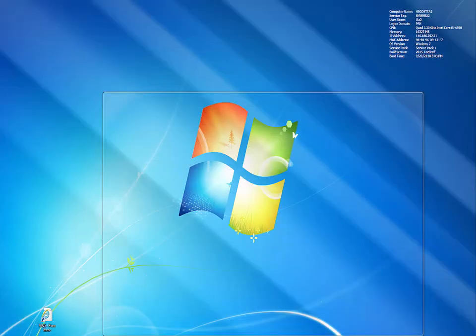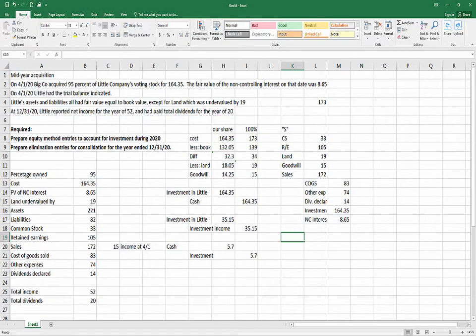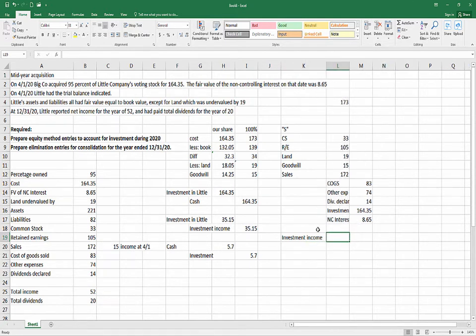Okay, A for amortization, not applicable. I for investment income. We're going to go ahead and eliminate our investment income. And quite honestly, whatever you put as the investment income in your equity method entries, that's what I wanted to see here. So looking at the equity method entries, we've got 35.15. That needs to be eliminated. And so we debit investment income, credit investment in Little.